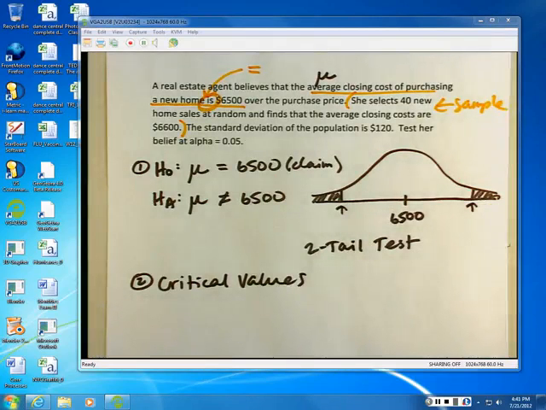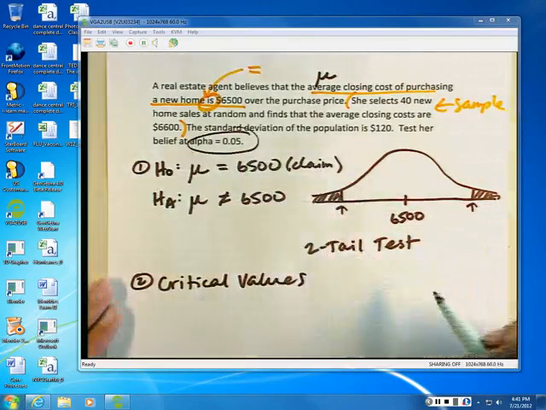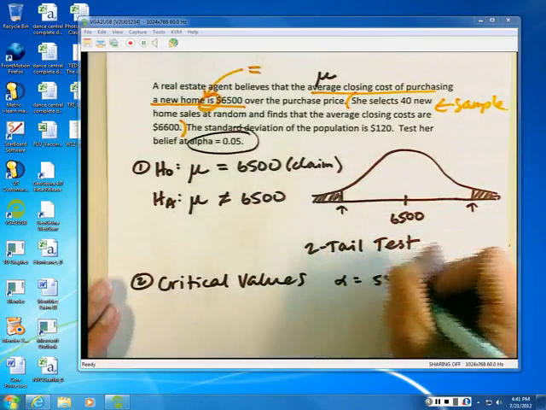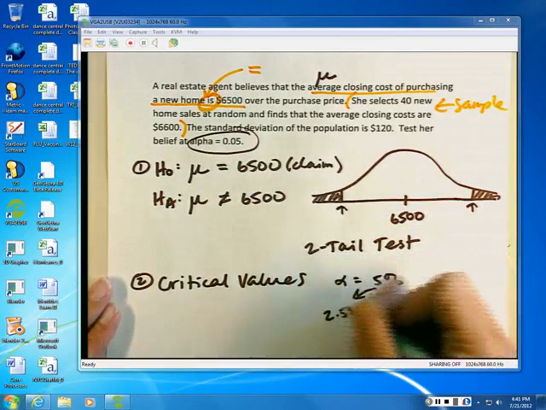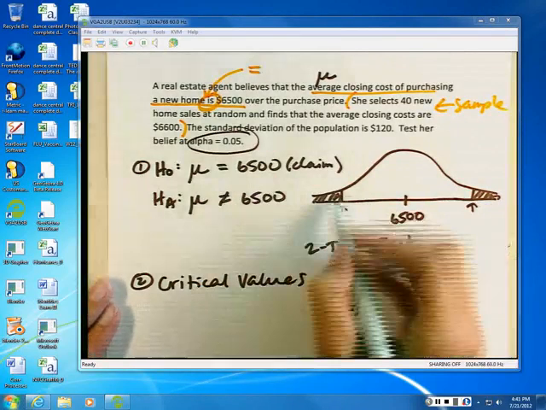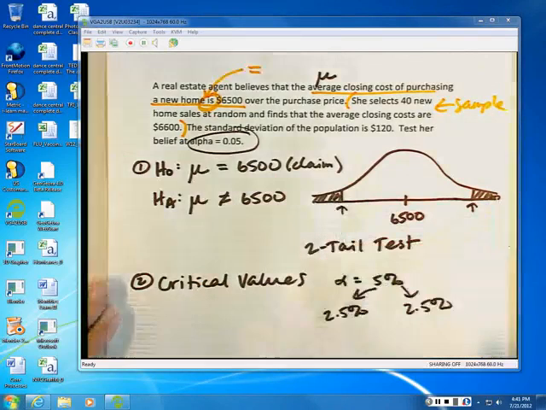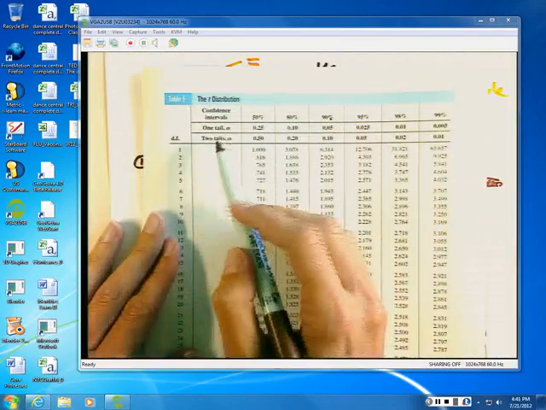Let's see. So now I need that 5%. So my significance level is 5%. It's split into 2 regions. So that means we have 2.5% in both regions. So this area is 2.5%, that area is 2.5%. You don't need to think too hard because your table will do it for you. We've used this already for confidence intervals. I know you can't read it, so I'll read it for you.